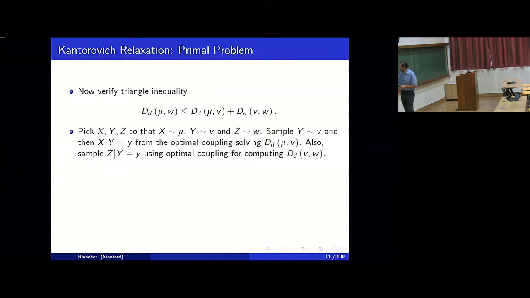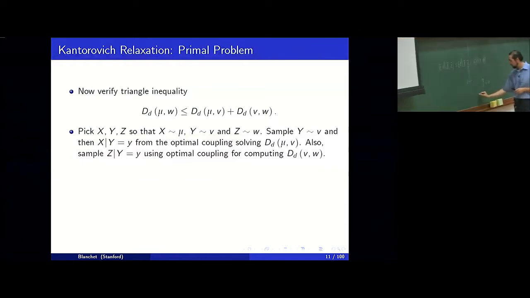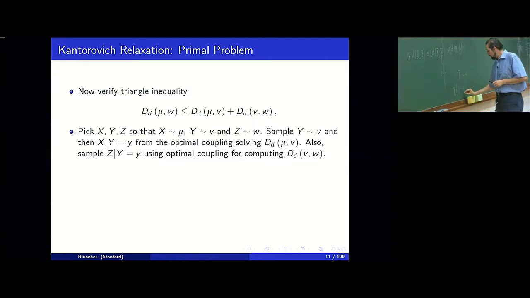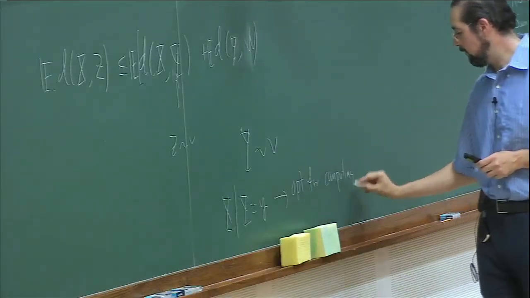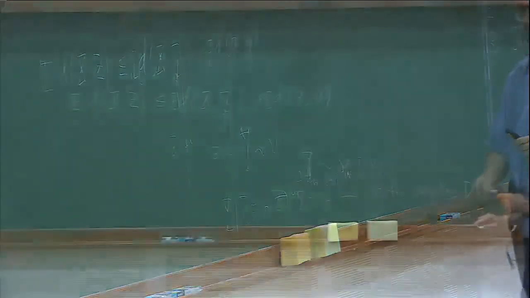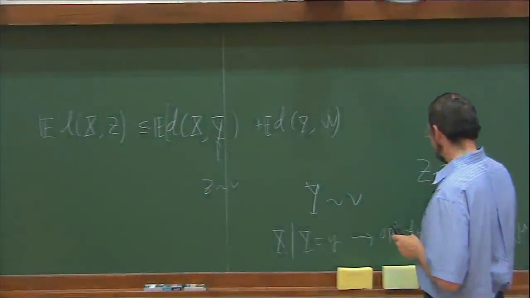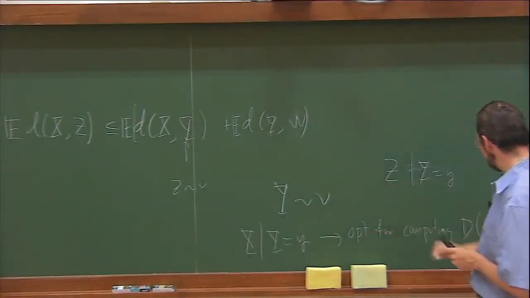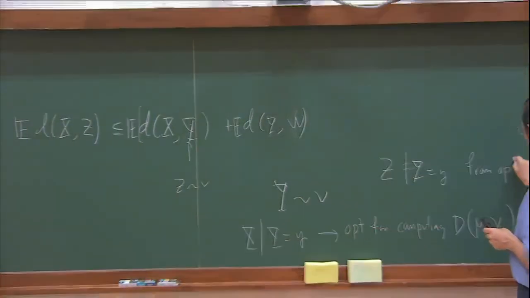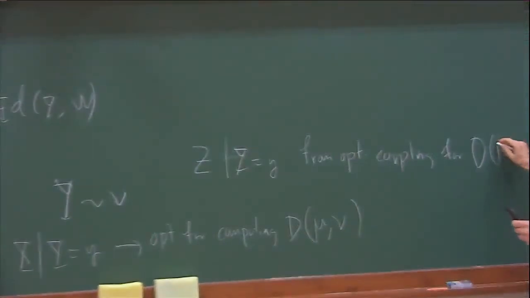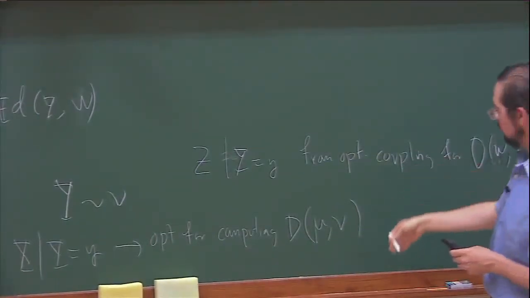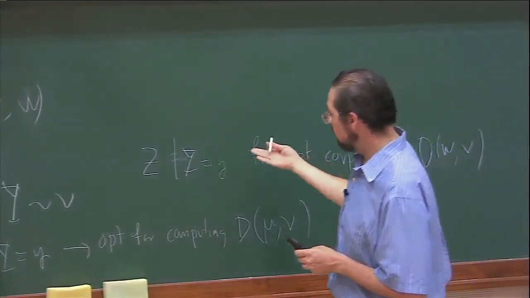So the idea is that you start, y follows distribution v, and now there is an optimal coupling for computing the Wasserstein distance between x and y, right? So with that optimal coupling, you sample x given y. This is the optimal coupling for computing the distance between mu and v, okay? You also sample z, conditional on y equal to y, and the way you sample z is from the optimal coupling for the distance between w and v. Okay, since v is common, you anchor that. That gives you a coupling from x.